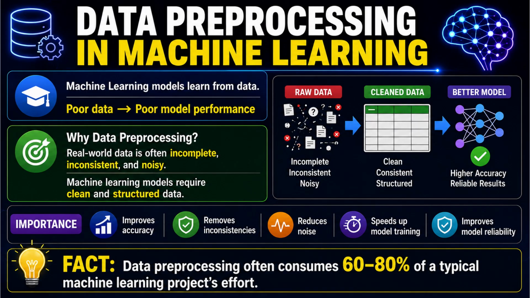So why do you need to do this data preprocessing? Real world data is often incomplete, inconsistent, noisy. And for machine learning to work well with better accuracy, you require clean and structured data. Data preprocessing often consumes 60 to 80% of a typical machine learning project effort. Its importance lies in improving the accuracy, removing inconsistency, reducing noise, speeding up model training, and improving model reliability.